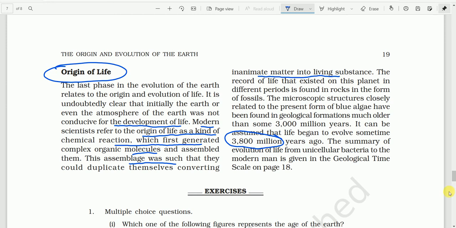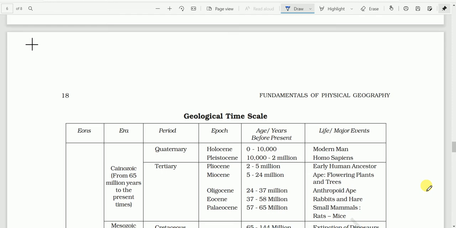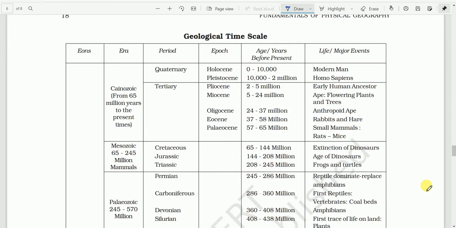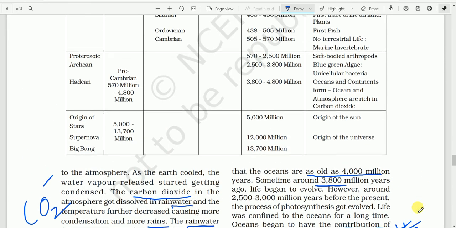Are you clear? Any question, boys and girls? Yes, sir. No. Okay, then just read this table yourself. This is the geological time scale. You must know that in geology, time is divided into different scales. The biggest unit is known as eon, and it is subdivided into era, then further subdivided into period and epochs. Remember, the oldest, the earliest one is here.